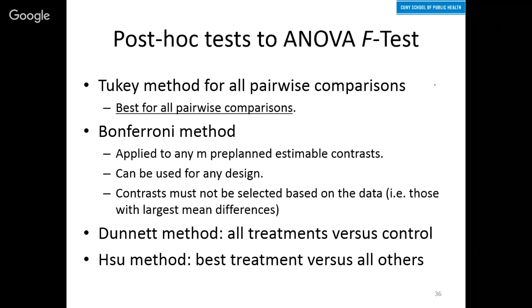There are a few different methods you can choose from when doing these post hoc tests. The standard one is the so-called Tukey method, sort of a default. If you don't have a reason to choose anything else, it is the best for doing all pairwise comparisons.